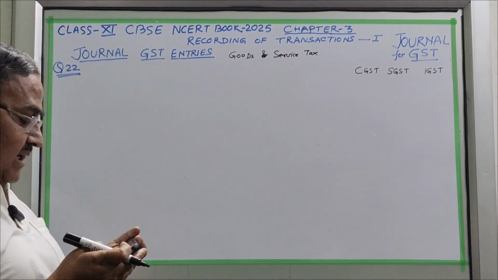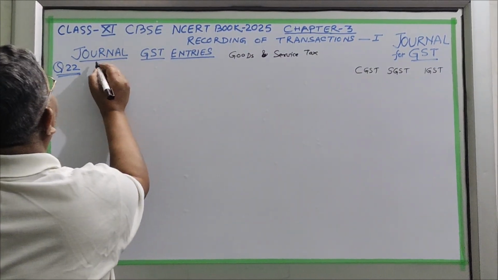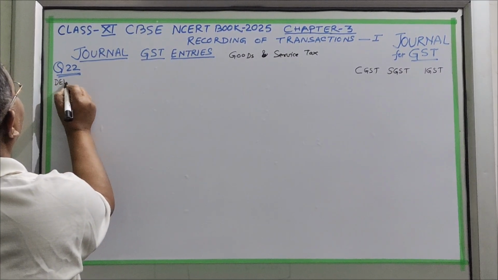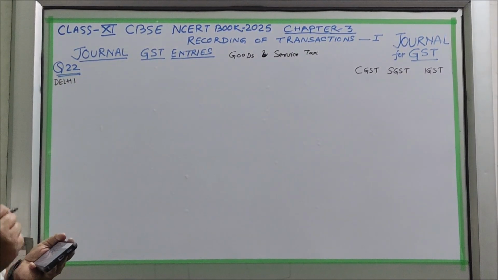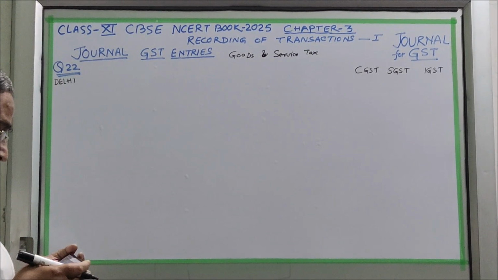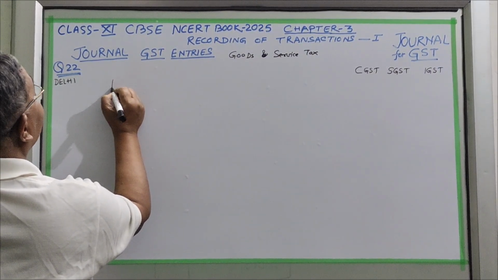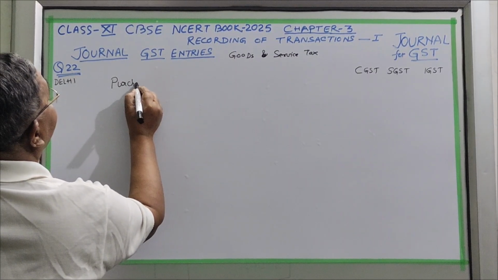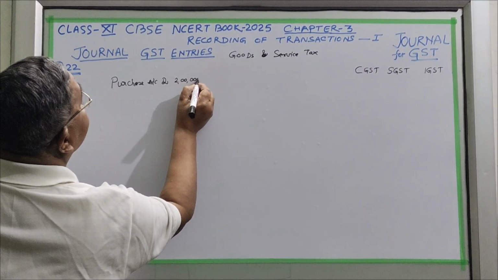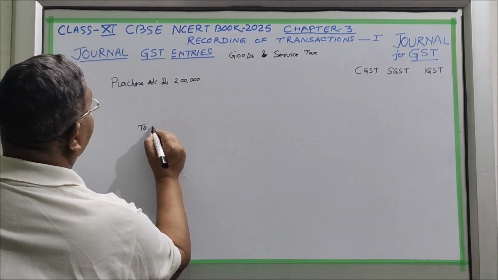So first entry, A entry: bought goods of 2 lakhs. This is a Delhi based person. Question number 22 is of Delhi. So he bought goods, the businessman bought goods from Delhi itself, goods of 2 lakhs. So normally entries are purchase account debit 2 lakhs, to vendor, to Kanta.